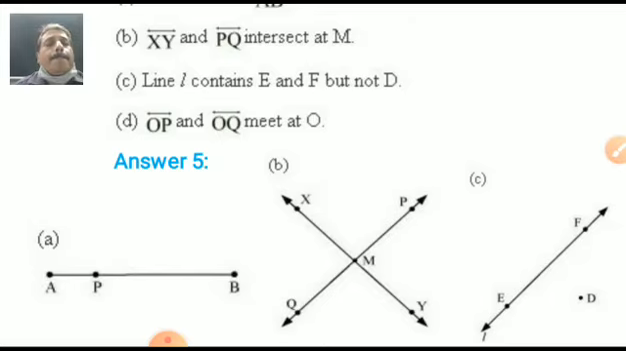Students, see carefully. You have to use a scale to draw a straight line. Compulsory. If anyone finds you are drawing without the help of a scale, then you will lose your marks. Second point I want to remind you, always draw with pencil. Using pencil only you can draw a figure.